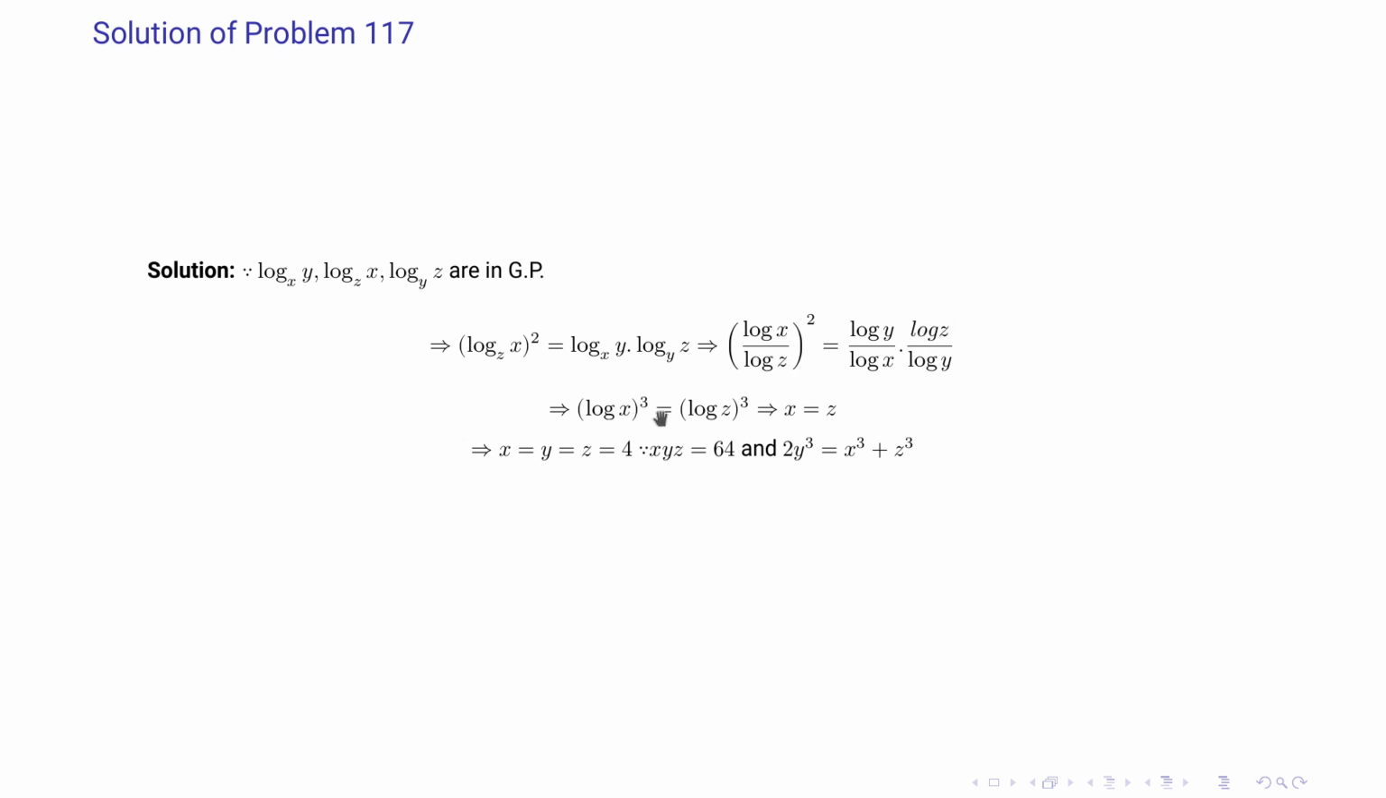So we will get log x whole cube is equal to log z whole cube, that is x is equal to z. Now if we substitute this value, x cube, y cube and z cube are in AP, then we will obtain that y is equal to x, or y is equal to z. So this means x, y, z all are equal. And now xyz is 64. So x, y and z all will be equal to 4.